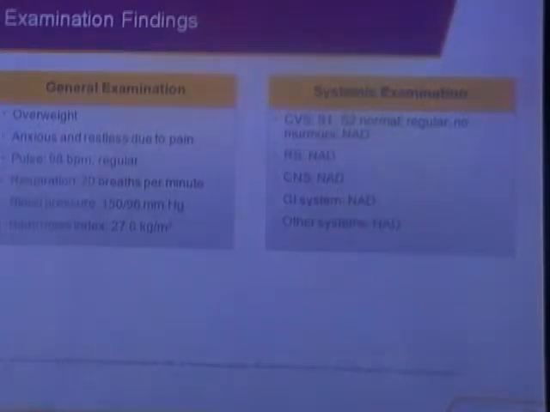He's overweight, anxious, pulse is 98, BP is 150 by 96, BMI is slightly on the higher side. On examination, nothing much significant. It all looks normal. Most of the acute coronary syndrome patients who come to us are normal on examination, apart from the look of anxiety and maybe a little bit of tachycardia.